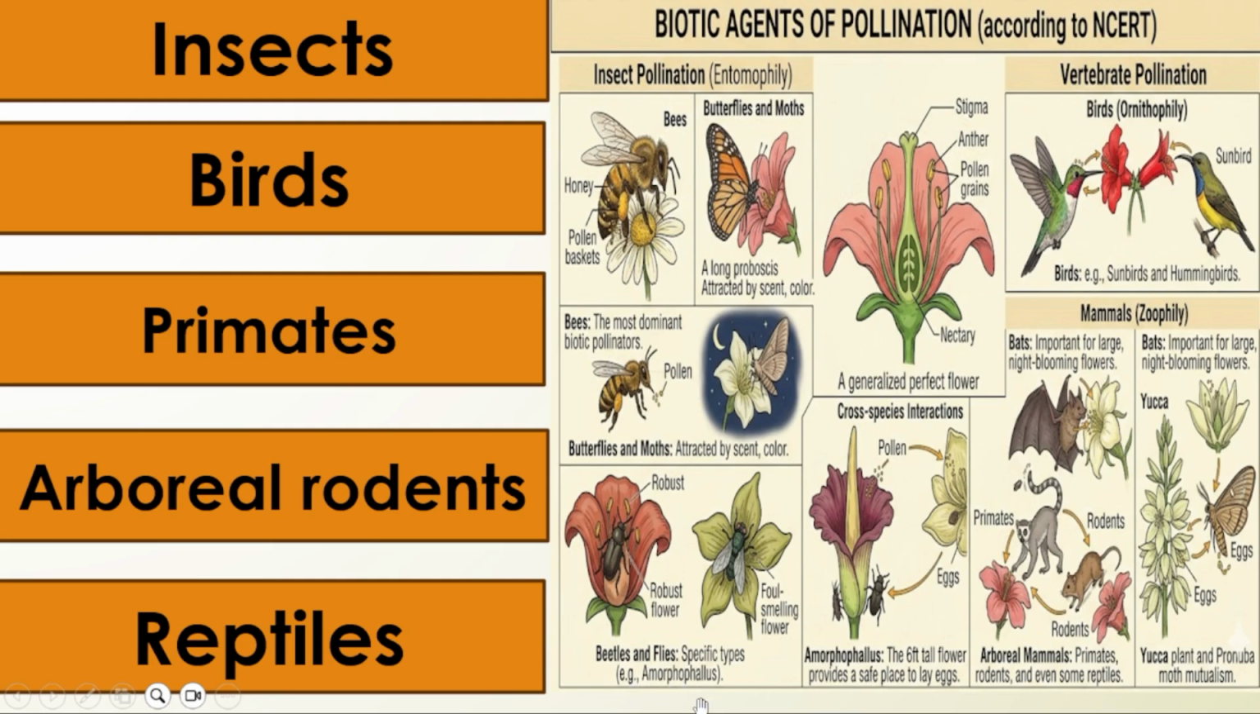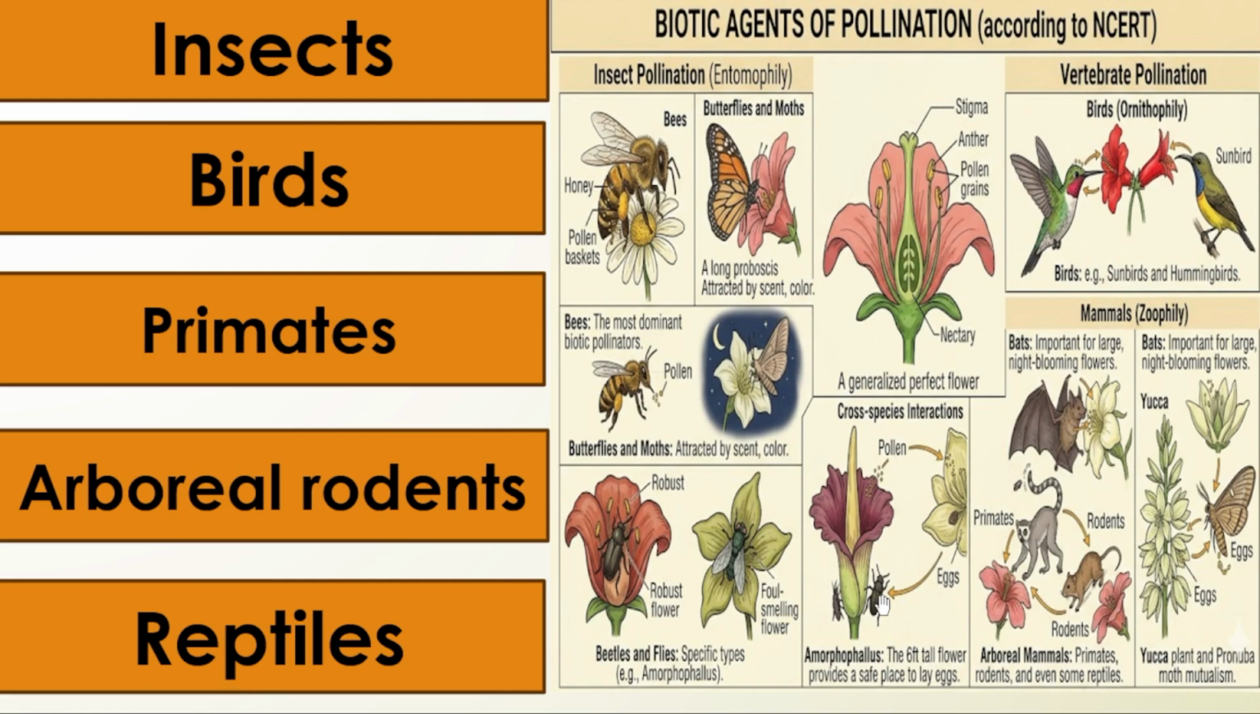Amorphophallus flower, we can say, is the biggest flower in the world. This is the Amorphophallus flower. This is a cross species interaction, we can also say. Amorphophallus, which is a 6 feet tall flower, provides a safe place for the moth to lay eggs, and due to that this flower gets pollinated. Whatever pollen grains are present on the moth's surface, that is how there will be a cross species interaction.